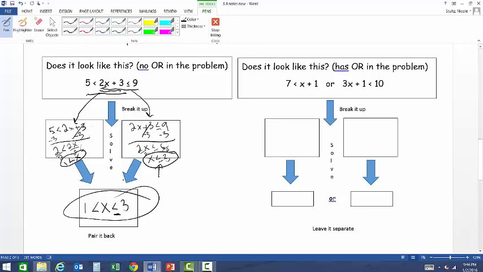So it's going to take some practice. It's a skill you need to acquire. But it's the same process every time. You break it up and put it back together.